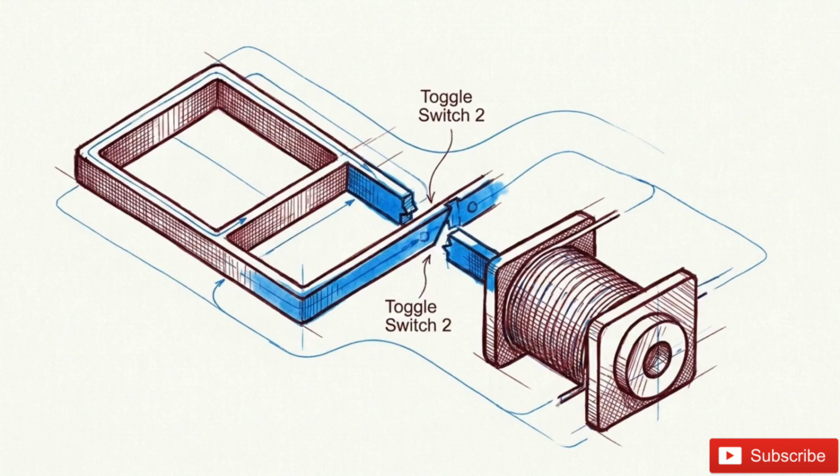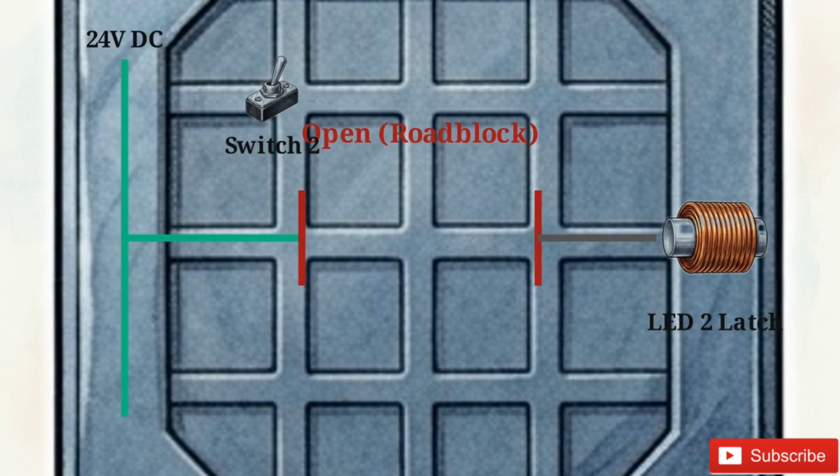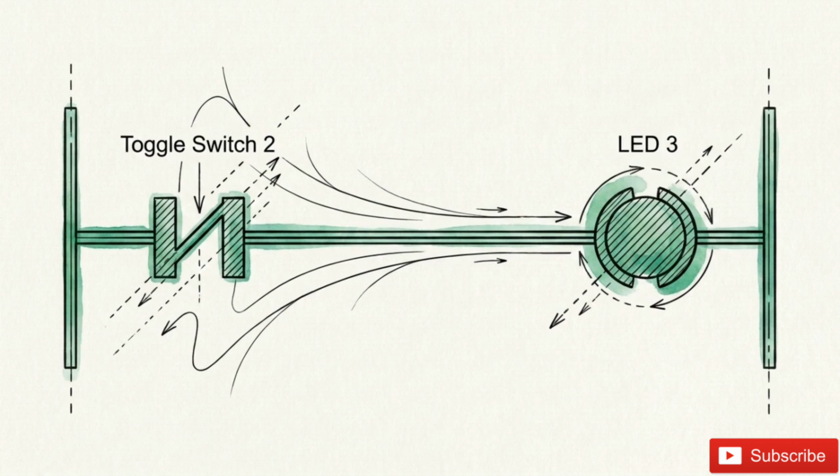In your CODESYS workspace, go to the network controlling LED 2. Right before the coil, insert a normally closed contact and assign it to toggle switch 2. Watch this active logic path. When switch 2 activates, its normally closed contact opens up. It acts as a physical roadblock, instantly cutting the power that was feeding the LED 2 latch. To finish this step, create a new network below. Drop in a normally open contact for toggle switch 2 and connect it directly to an LED 3 coil.